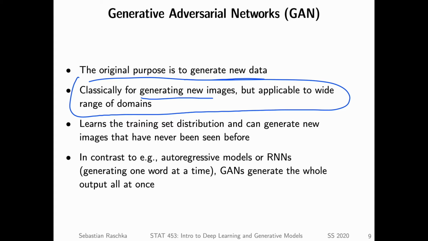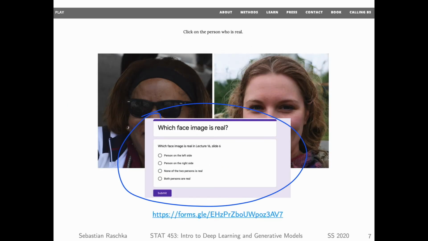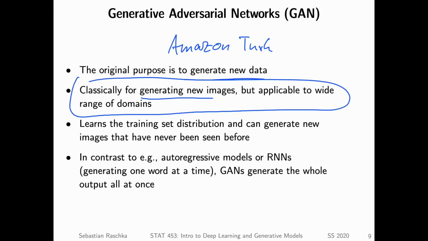So it's set up as an Amazon Turk experiment or some other survey software where people are shown the different images, similar to what I've shown you previously with a person who doesn't actually exist. And then they ask people how confident they are that these images are real or generated, and that is then used for evaluating the performance of the GAN.